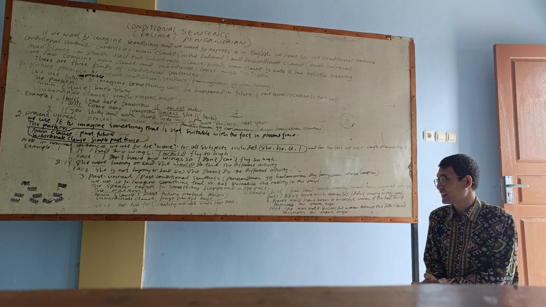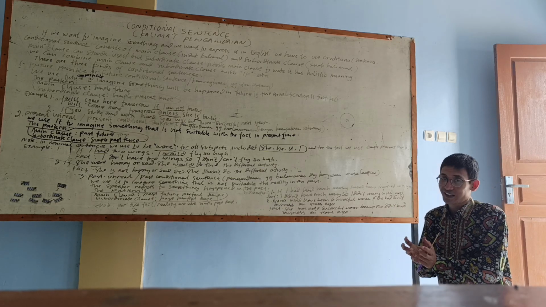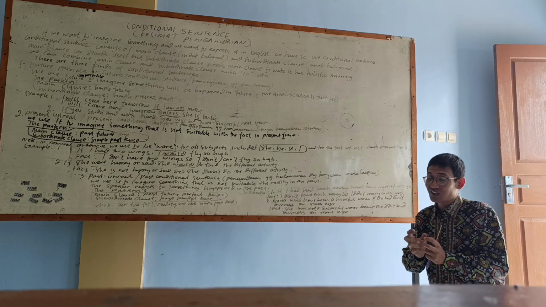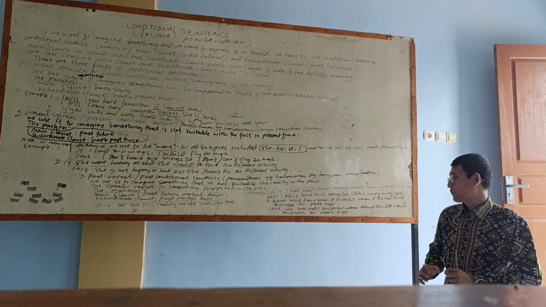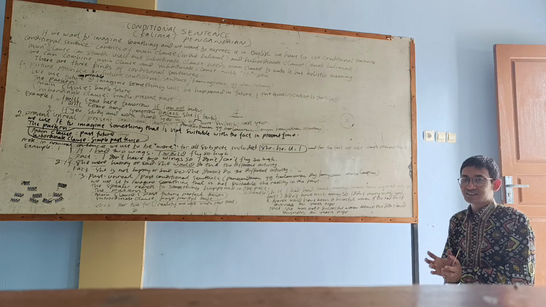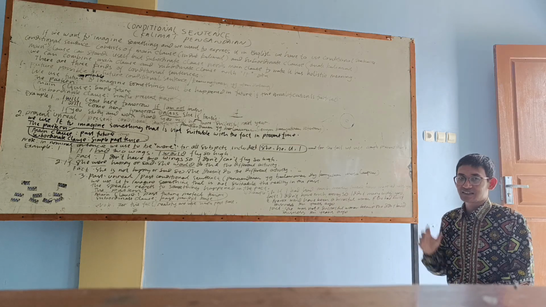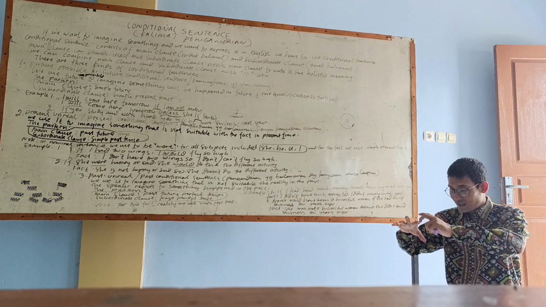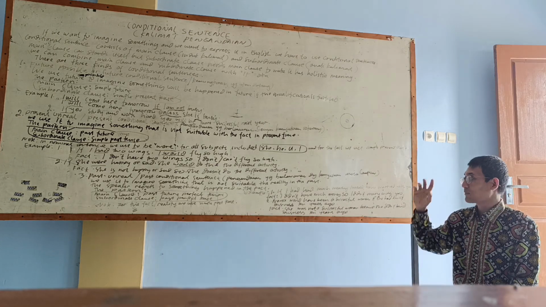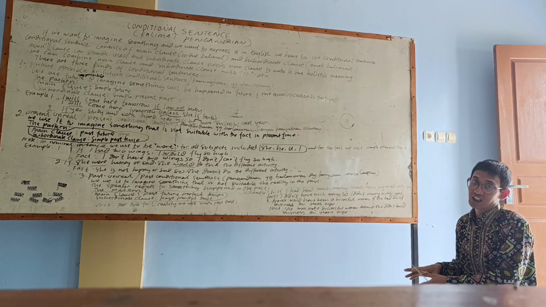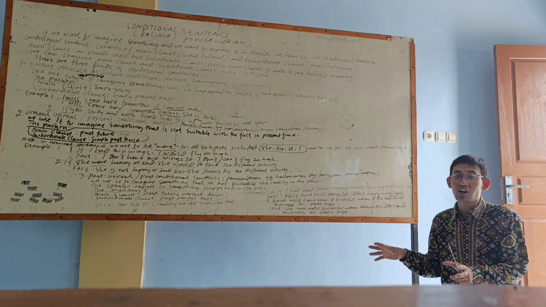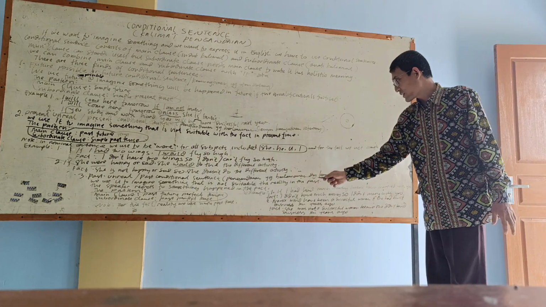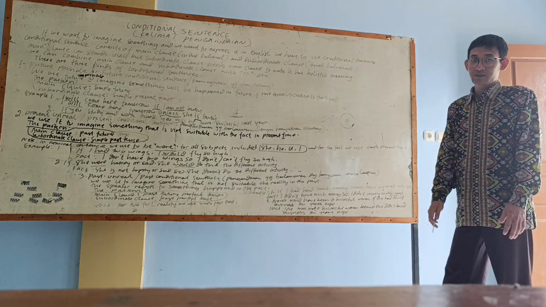So the reality is always contradictive with the condition in the past. The reality is always different from the condition in the fact, because this is only imagination. This is only imagination in the past for the third conditional sentence, ladies and gentlemen.